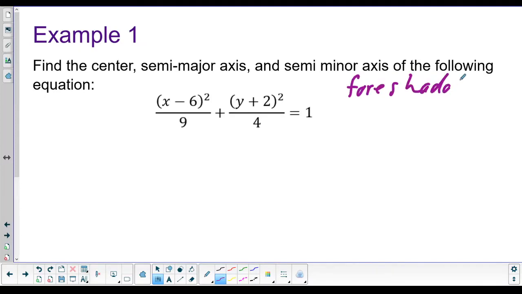Foreshadowing. Whoops, I can't spell. All right, good thing I'm not an English teacher.